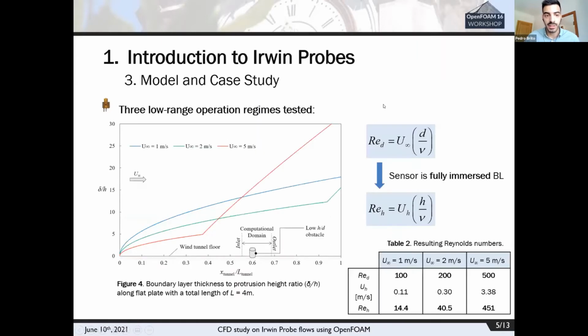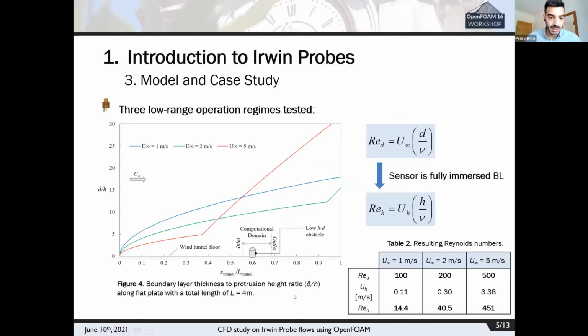So moving on to the case study, we studied 3 distinct undisturbed wind speeds approaching the sensor, which were 1, 2, and 5 meters per second, which are characteristic wind speeds in internal testings. And this yields diameter-based Reynolds numbers of 100, 200, and 500, respectively.